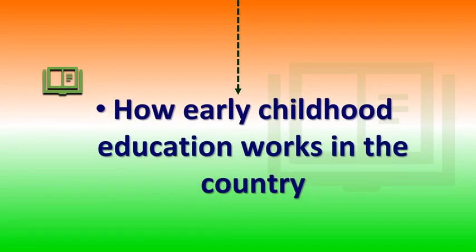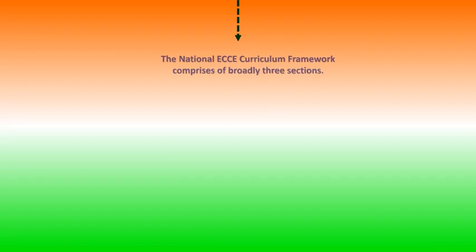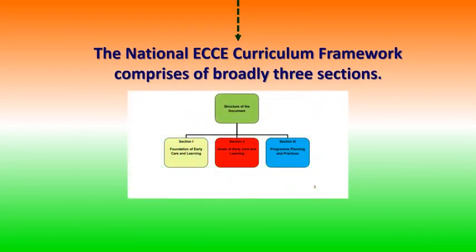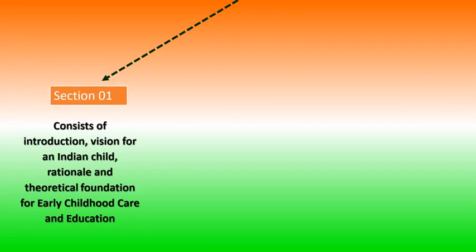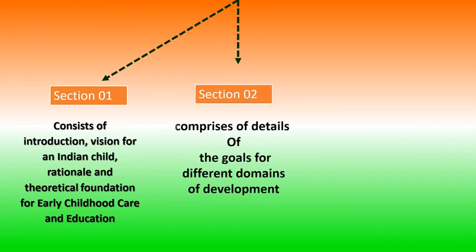How early childhood education works in the country. The National Early Childhood Care and Education Curriculum Framework comprises broadly 3 sections. Section 1: the objectives of early childhood education, pedagogical basis and principles of early learning are laid out. Section 2: physical, language, cognitive, social, emotional and creative and aesthetic appreciation to be fostered to ensure holistic development of children under 6 years. It comprises suggested developmentally appropriate practices for different age groups.